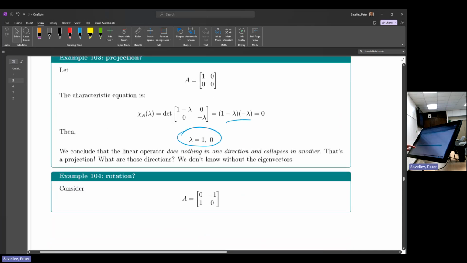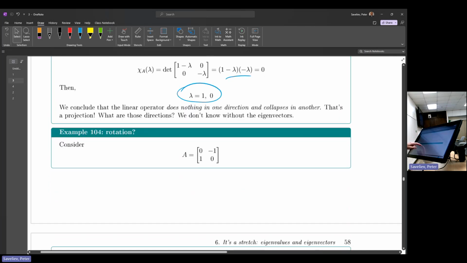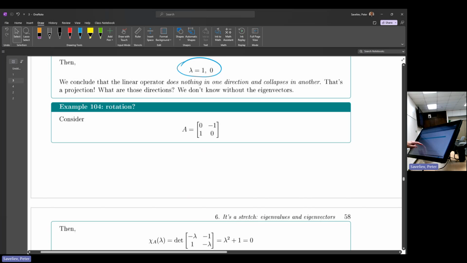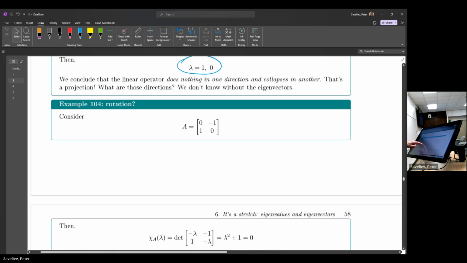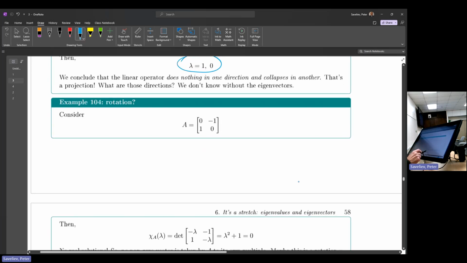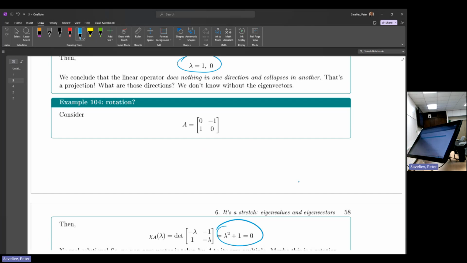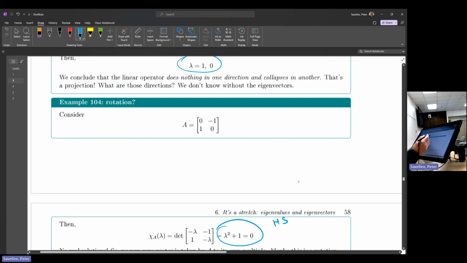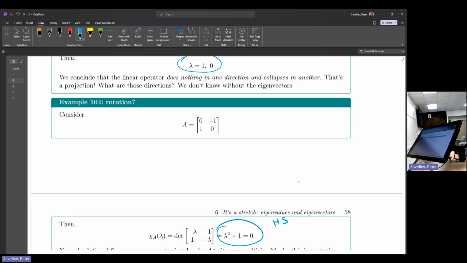Okay, rotation. Now that's for us to worry about. We already saw this is a rotation. Look at the characteristic polynomial and the characteristic equation: lambda squared plus 1 is equal to 0. What can you say about this equation? It is high school information. So lambda squared plus 1 equals 0. What can you say about the solutions?